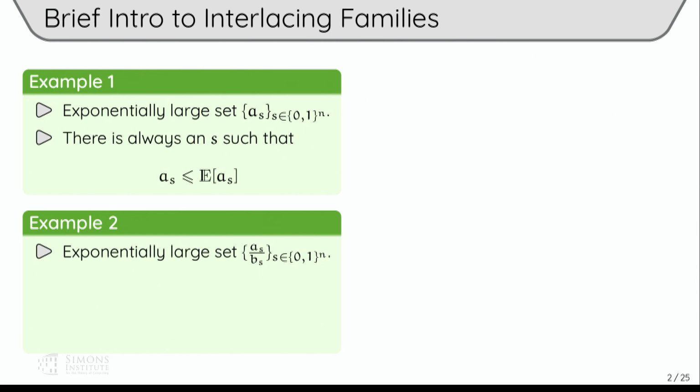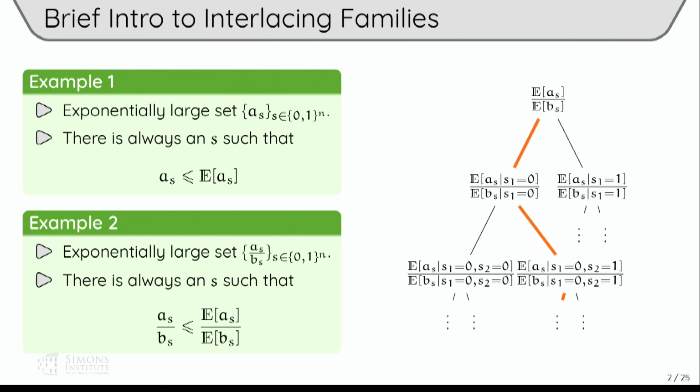But here is a slightly more advanced version of this fact. If you have a collection of fractions, with positive numbers in both the numerator and the denominator, there always exists a fraction which is smaller than the expectation of the numerators divided by the expectation of the denominators. Both of these are true. And if you want an algorithm that finds the number or the fraction promised by one of these two facts, if you're dealing with an exponential family of things, you can use the method of conditional expectations.